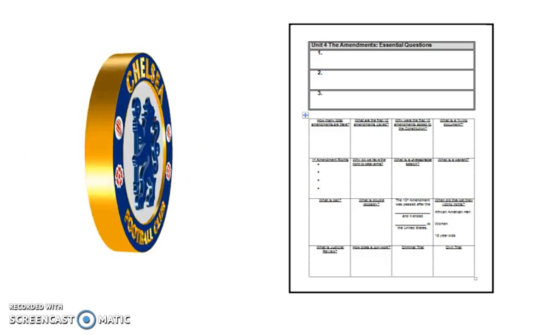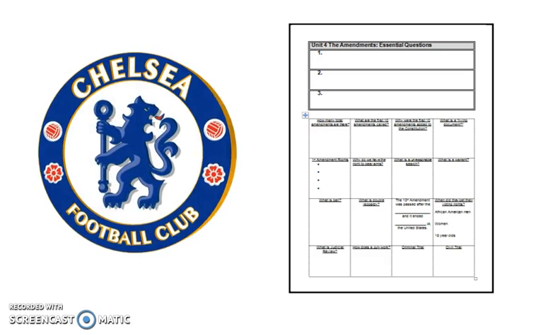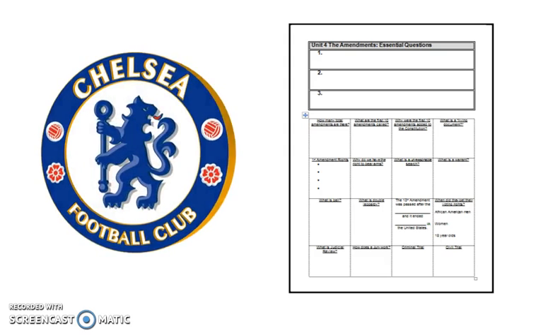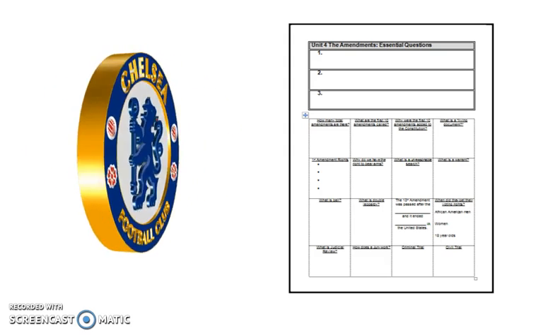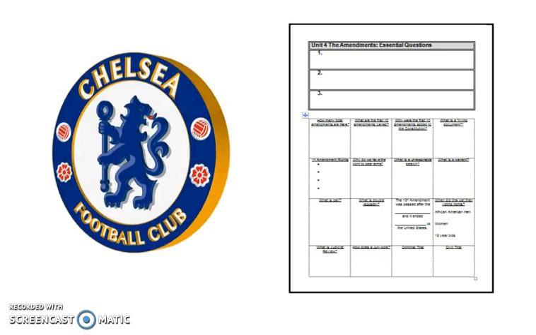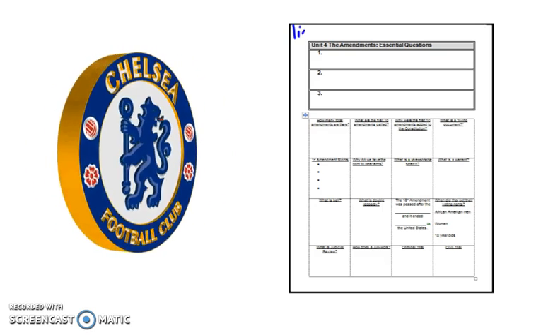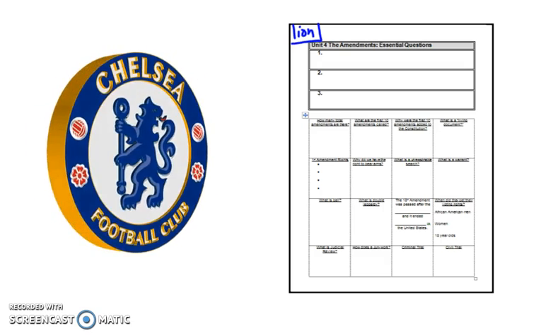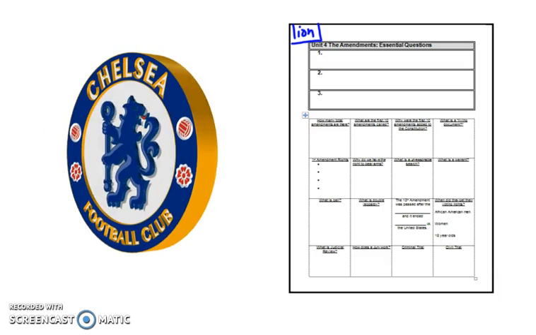One last thing I would like you guys to do real quick. We know that Chelsea, our favorite football club, their symbol is the lion. So really quickly, on the top of your paper, just write the word lion at the top of your paper, draw a little box around it, and you are done.